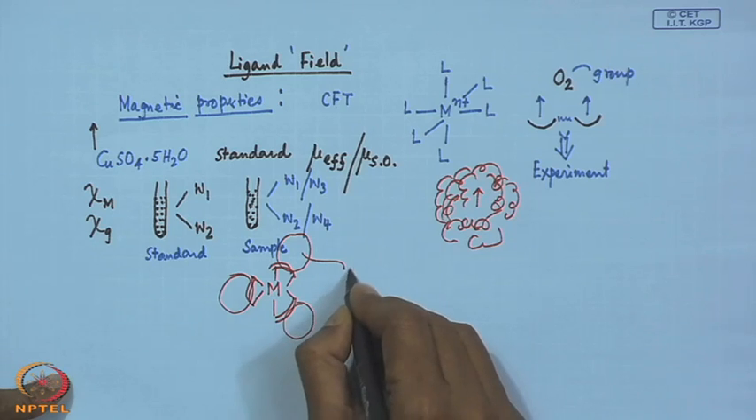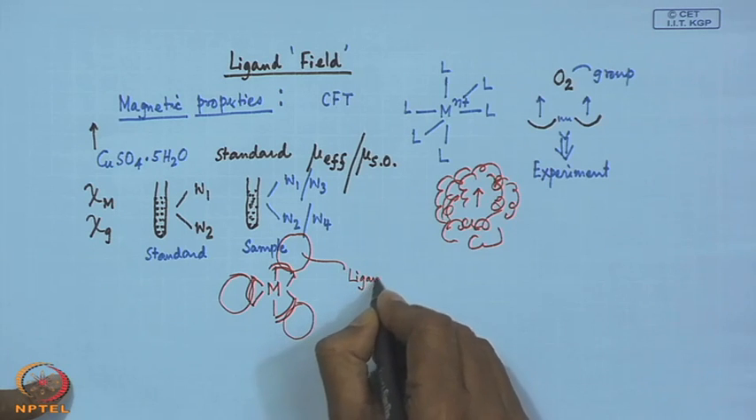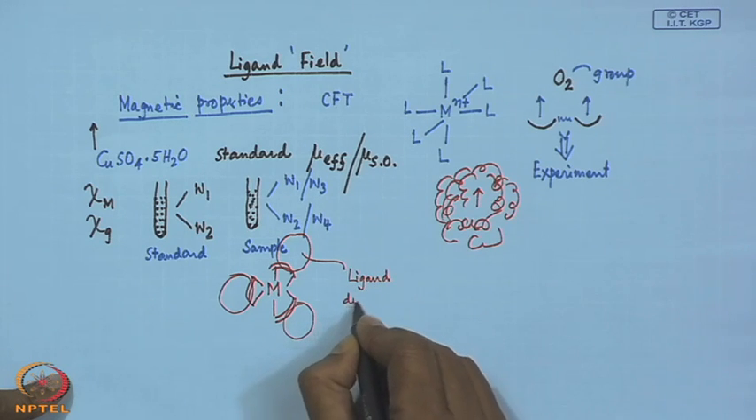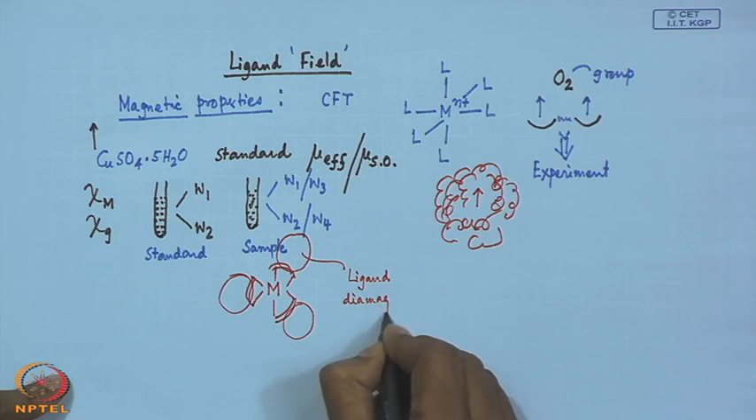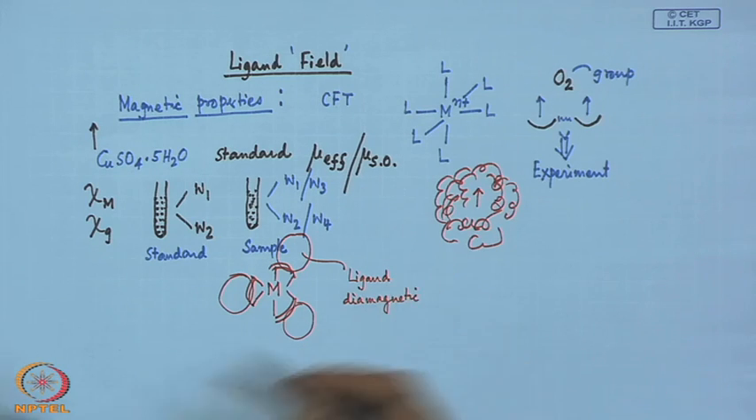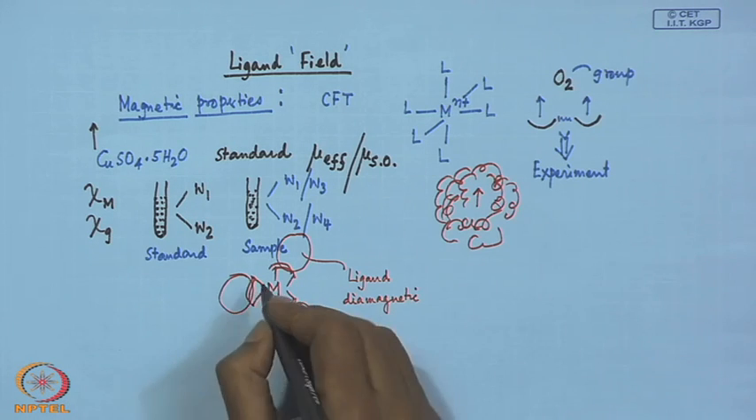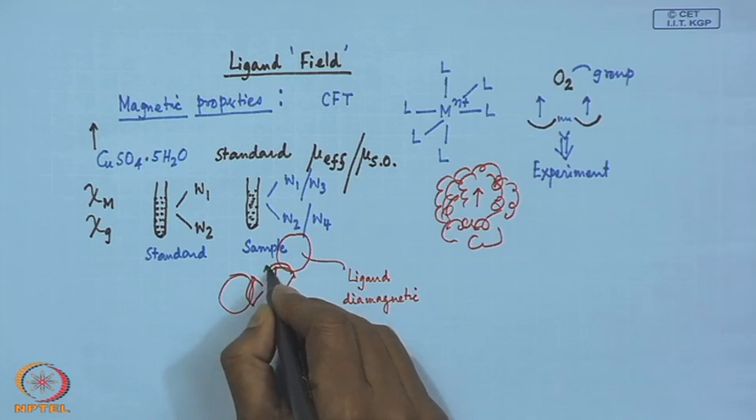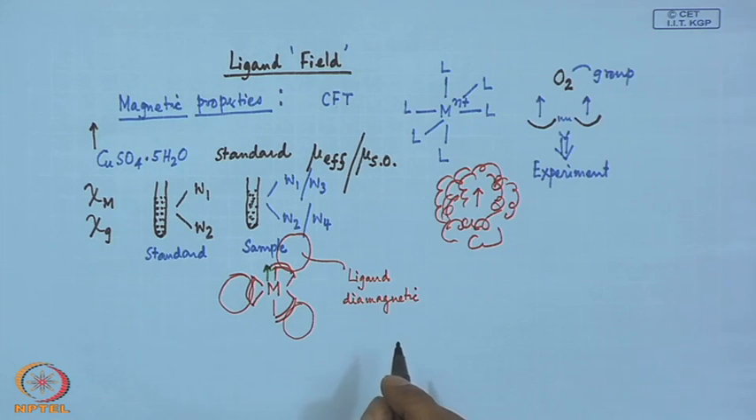So, this ligand part is also diamagnetic. So, within a diamagnetic host or diamagnetic envelope, we just simply go for the measurement of this corresponding paramagnetism which is originating from the metal center for the complex.